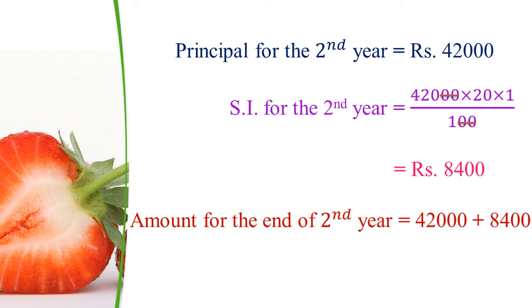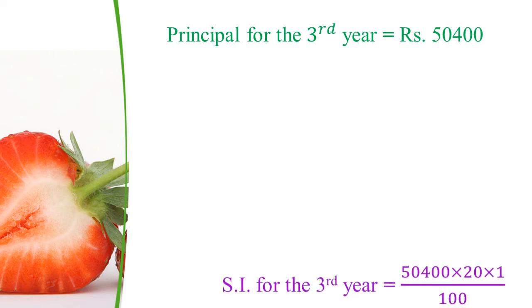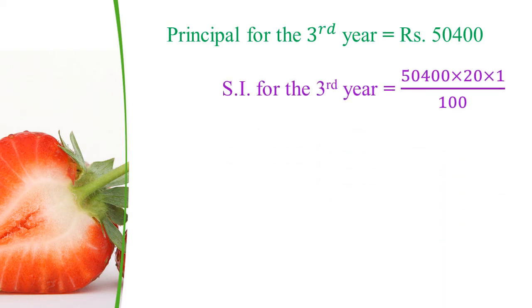Here we should add the principal amount for the second year and the interest for the second year. So 42,000 plus 8,400. We get the amount for the end of second year is rupees 50,400. In compound interest, the amount for the end of second year becomes the principal amount for the third year. So, principal for the third year is rupees 50,400. Let's find the simple interest for the third year.